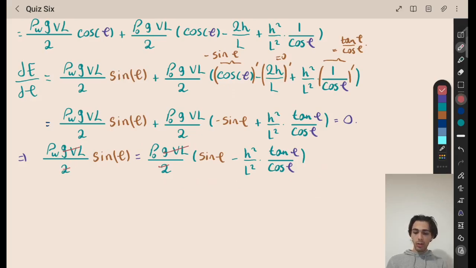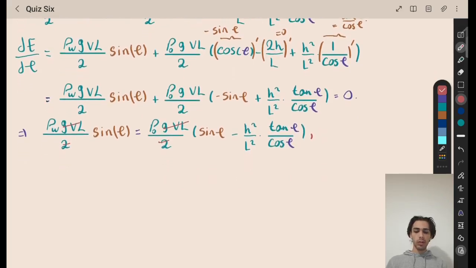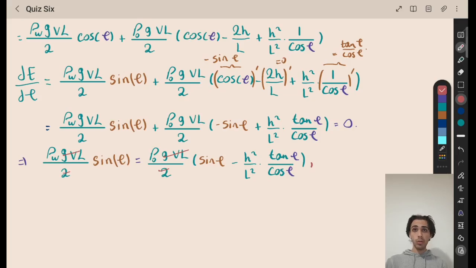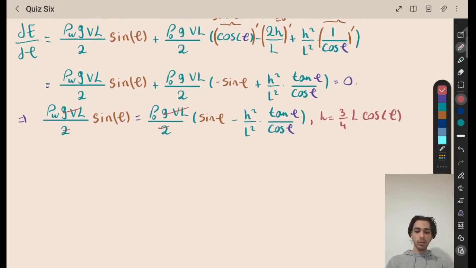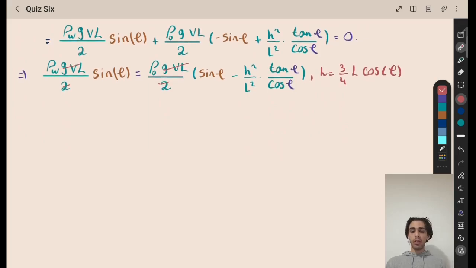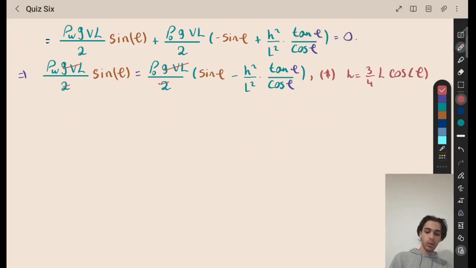And now notice that in the problem statement, I was also given a certain equation, which is true. And it is given as follows. The equation said that in the equilibrium position, h is equal to 3/4 of L times cosine of phi. So that is something that was granted to us. We didn't work for it, we were just given this.